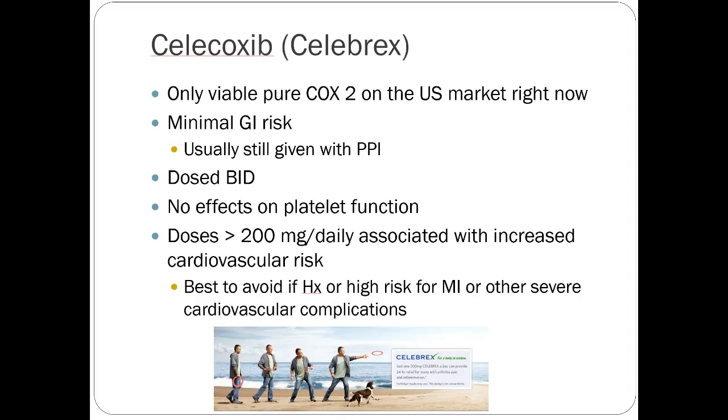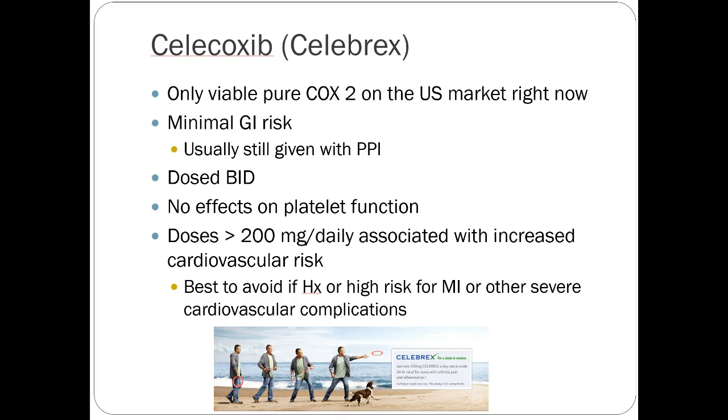All right, and then I've talked about celecoxib a bunch of times. So this is, again, the only viable pure COX-2 selective agent on the market right now. GI risk is minimal. However, even with chronic use, people will still recommend using a proton pump inhibitor. You might tell me that doesn't make sense, and I kind of agree with you. But at the end of the day, it's better safe than sorry. And some people think PPIs are harmless. I kind of disagree, and I'll talk about that later. But the point is it's lower risk to do that than to give somebody a GI bleed. So at the end of the day, it's probably the safer way to do it.